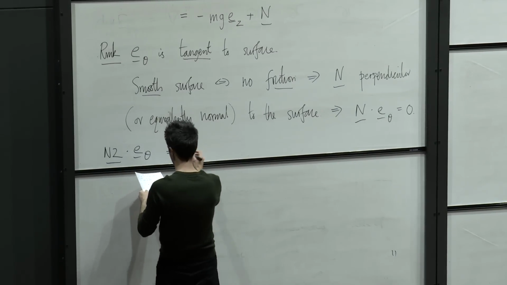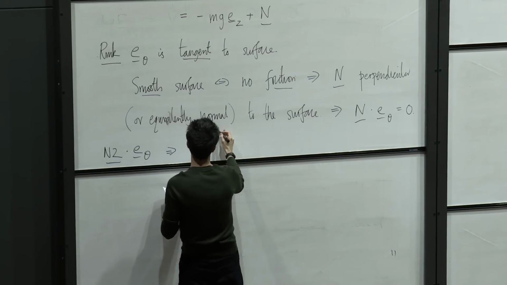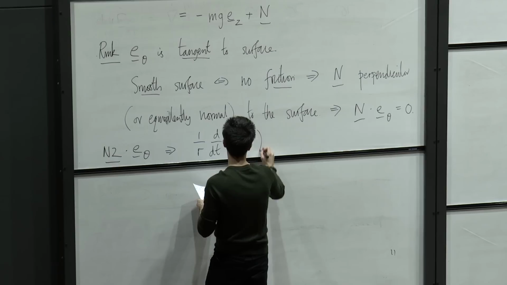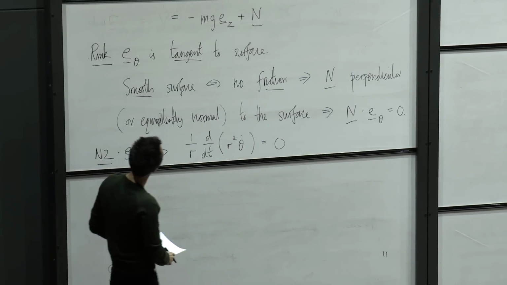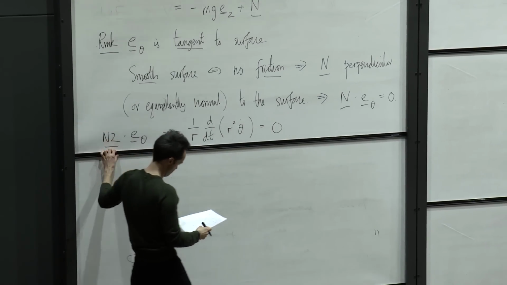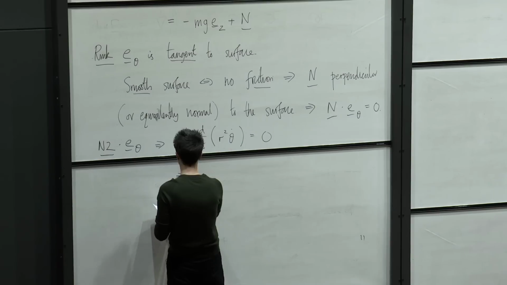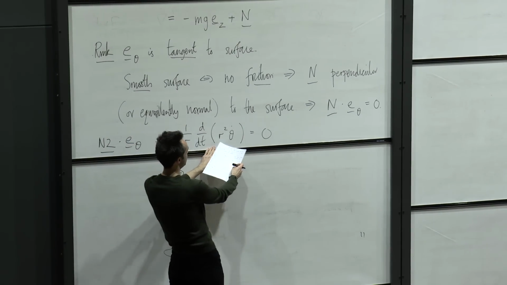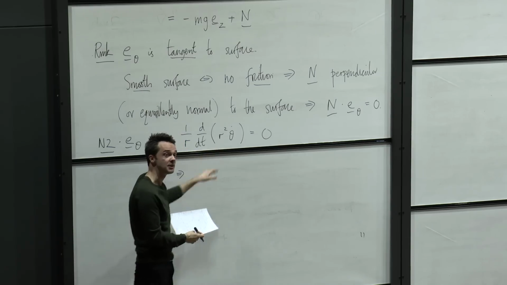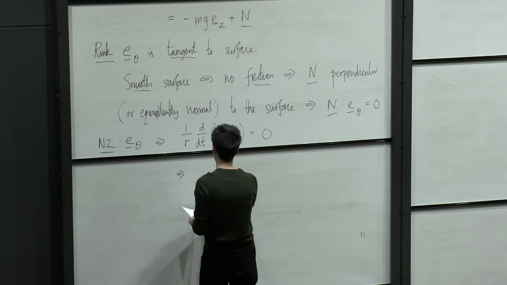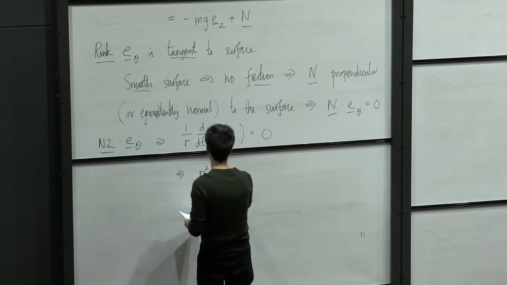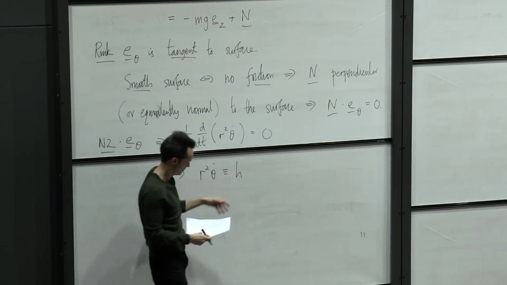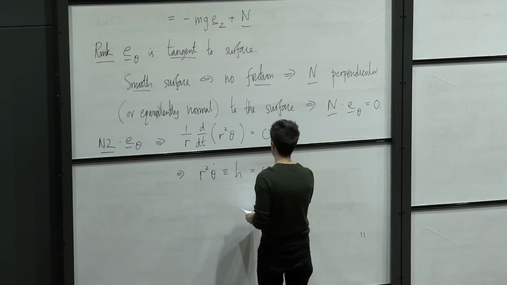So we immediately deduce that 1 over r d by dt of r squared theta dot is 0. So obviously we can multiply through by r here, and then this is just saying that r squared theta dot is independent of time. It's a constant. So r squared theta dot, I'm going to define that quantity to be little h, and we've just deduced that it's constant.